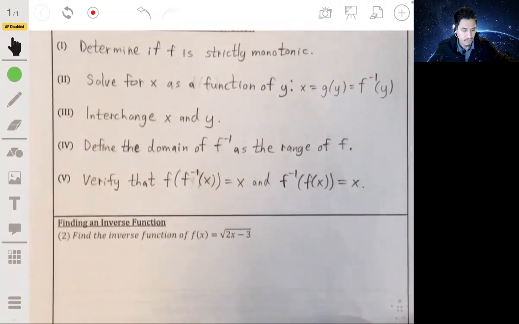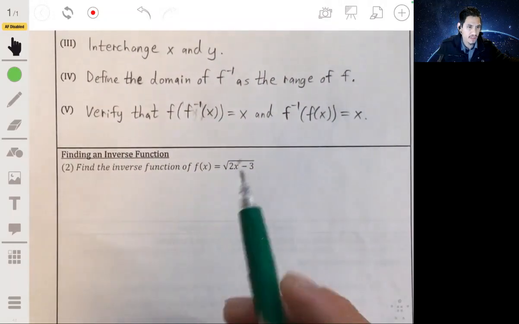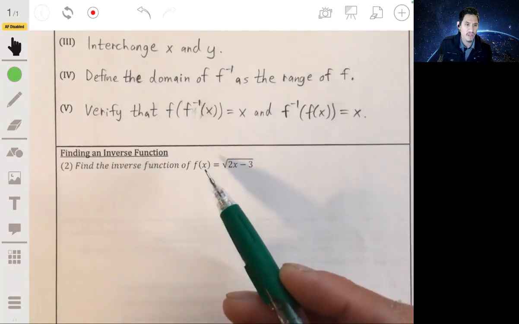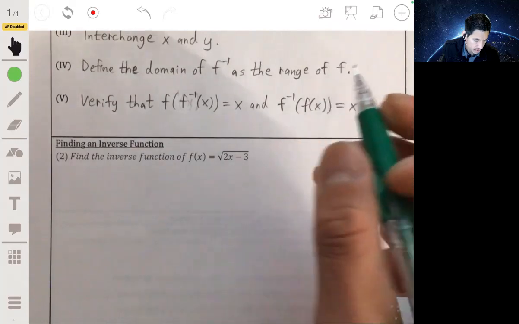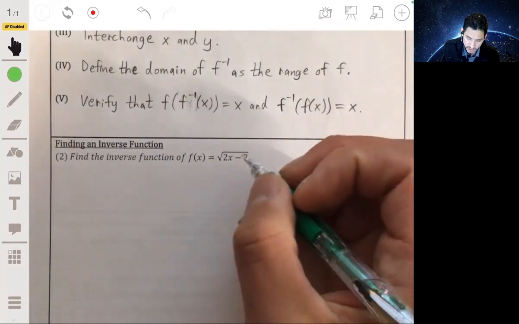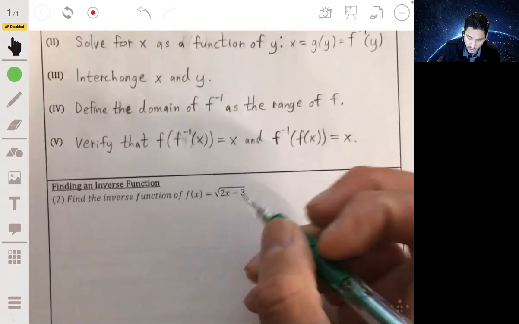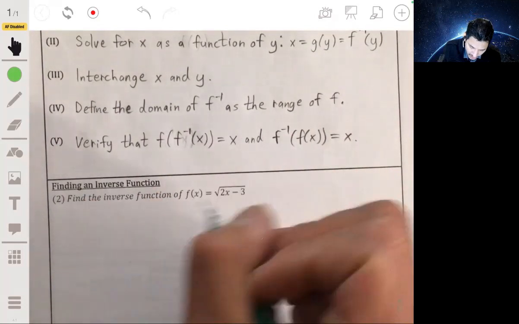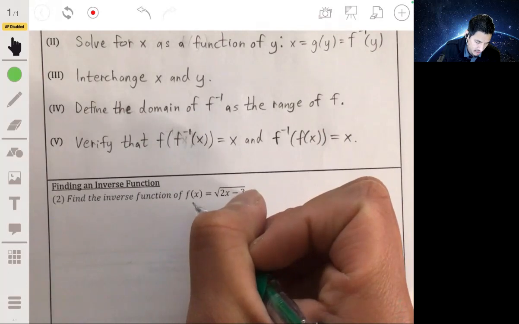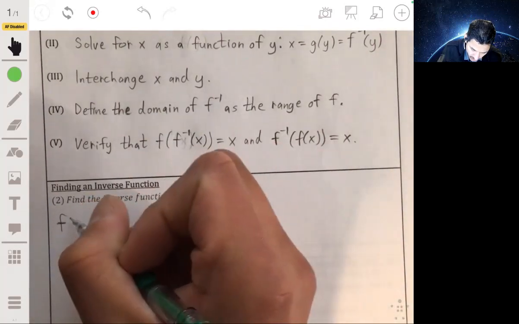So we want to find the inverse of f of x, where f of x is the square root of 2x minus 3. Okay, so we've got to show that this is strictly monotonic. So we want to show that the derivative is always positive or always negative. So let's first find the derivative.